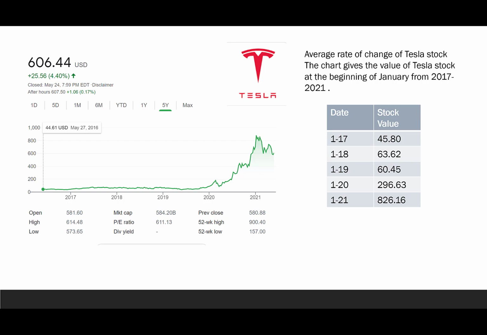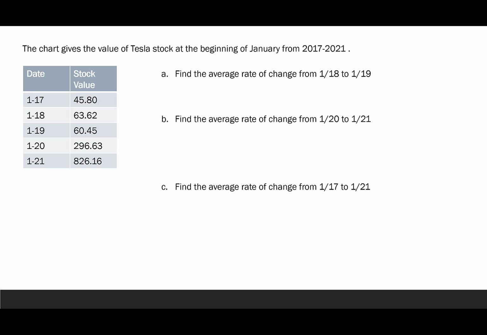We can look at this in many different ways. So that was looking at a graph. We could also look at a chart. I made this chart by pulling Tesla stock over a period from January of 2017 up to January of 2021. I'm going to use that chart then to find the average rate of change over some different time periods. So I'm going to start with finding the average rate of change from January of 2018 to January of 2019.